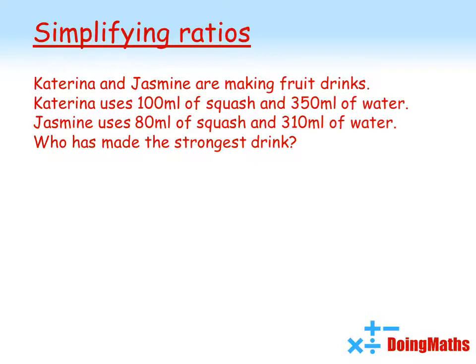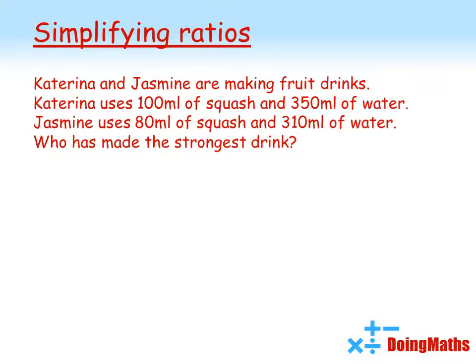Now the reason for doing this, simplifying a ratio into the form 1 to n, is it often makes them a lot easier to compare. So let's look at this example here. Katerina and Jasmine are making fruit drinks. Katerina uses 100 millilitres of squash and 350 millilitres of water, while Jasmine uses 80 millilitres of squash and 310 millilitres of water. We want to know who has made the strongest drink.